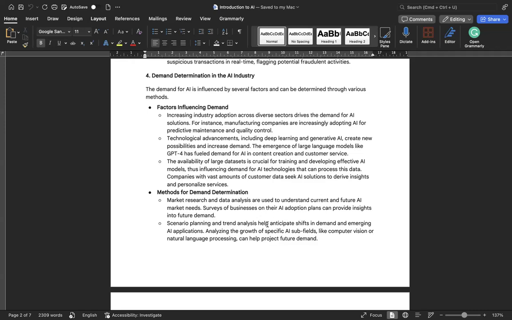These surveys of businesses on their AI adoption show how they can apply and use these artificial intelligence techniques, how they can improve their businesses, and what adoption plans they can execute, providing insights into future demand. And scenario planning and trend analysis help anticipate shifts in demand and emerging artificial intelligence applications. So, analyzing the growth of specific artificial intelligence subfields like computer vision or natural language processing can help project future demand as well.